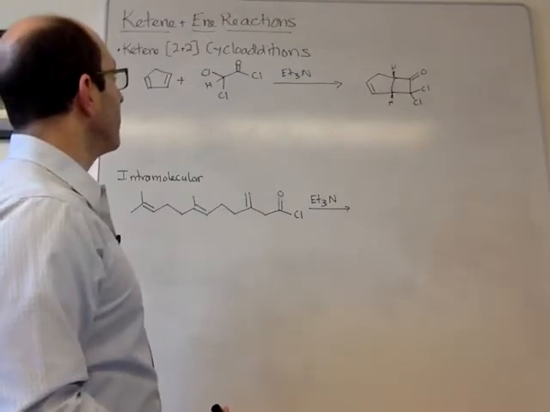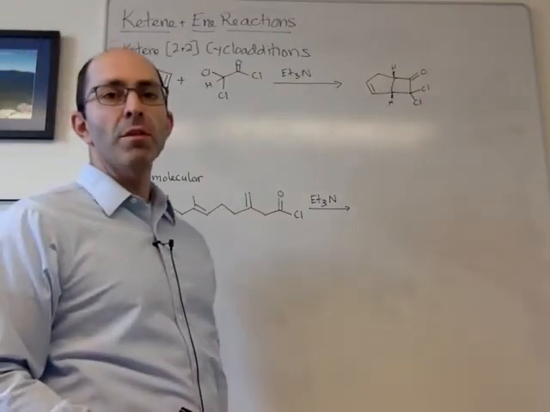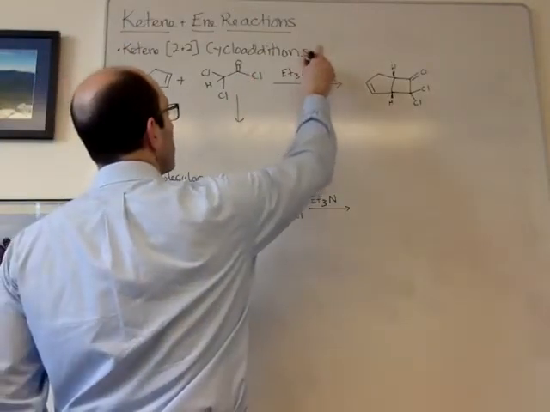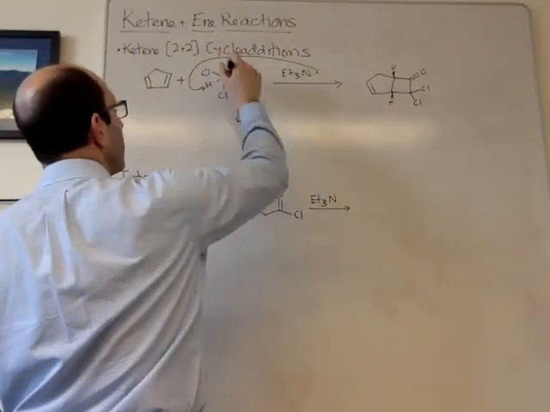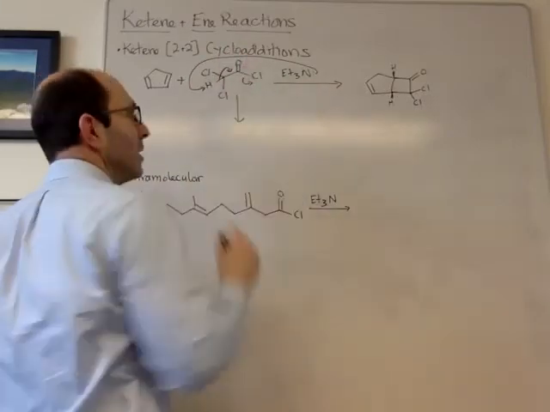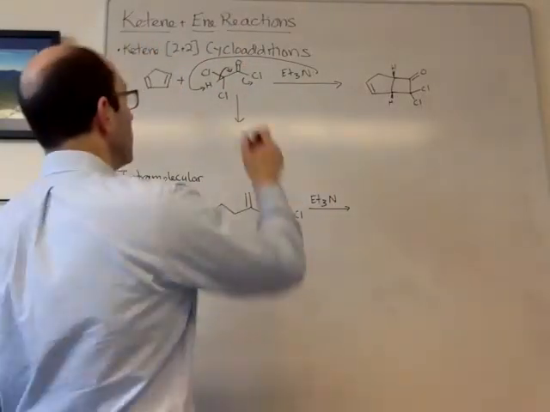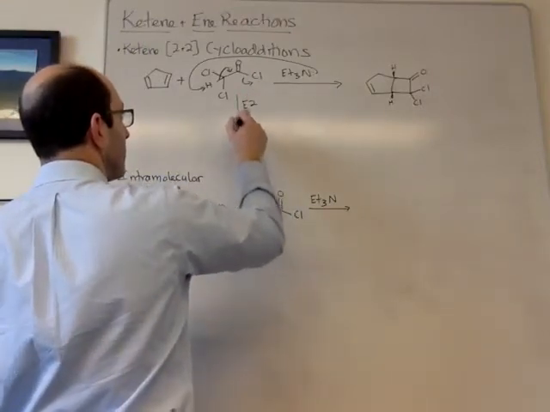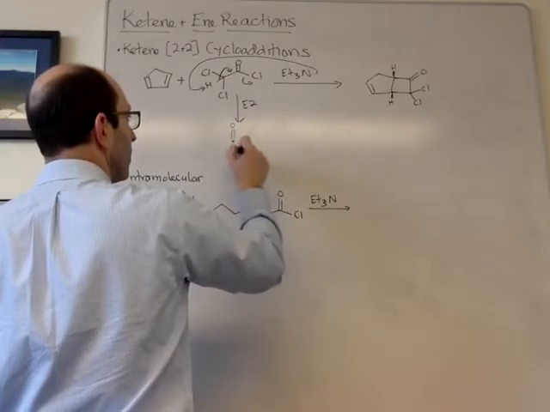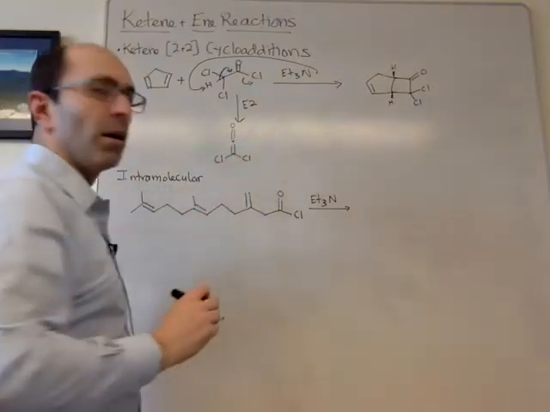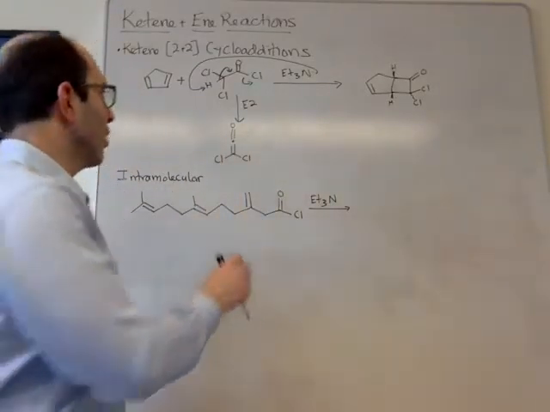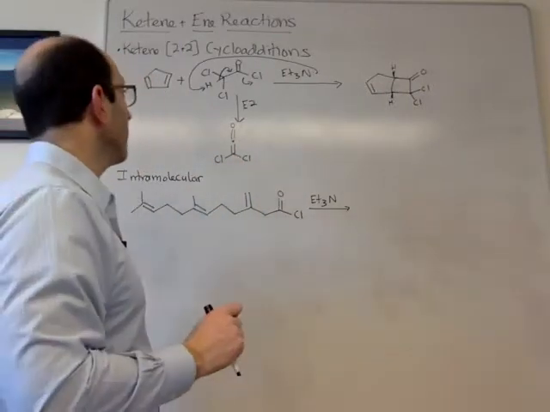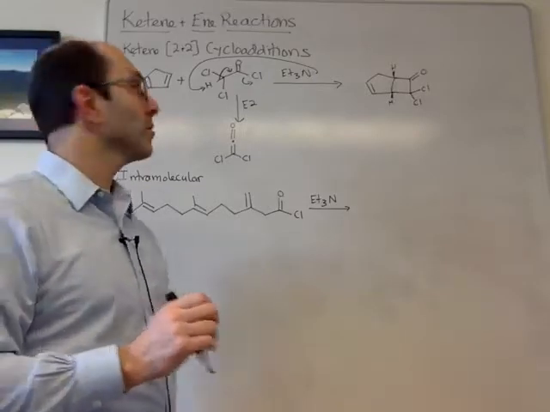So what's going to happen is that we're first going to have the base do an elimination. So the base is going to deprotonate, and we're going to do an E2 reaction to generate the ketene. All right, and so that's going to give us dichloroketene. And again, remember the way that ketenes are drawn with the dot here, that dot is just a carbon, right? So nothing crazy going on, it's not a radical, it's just a carbon.